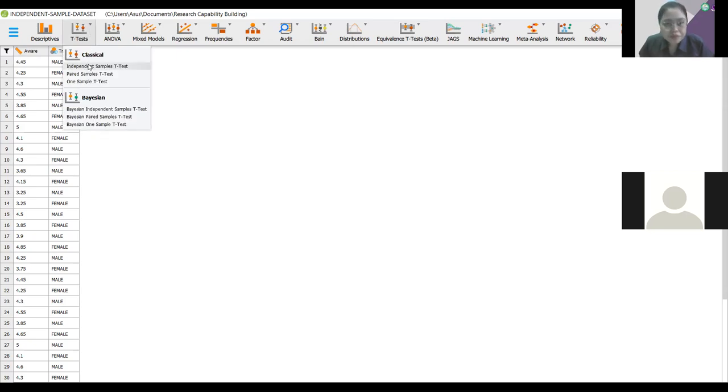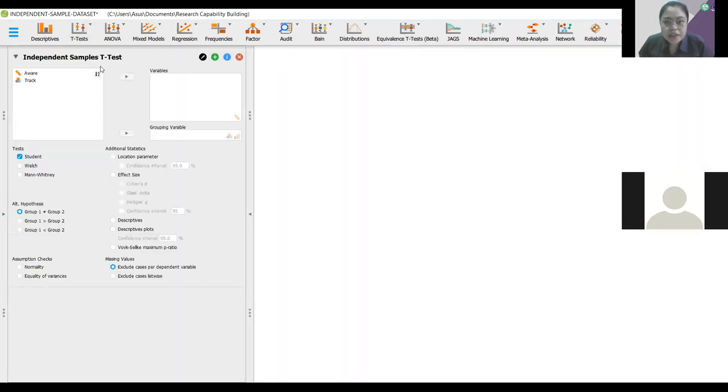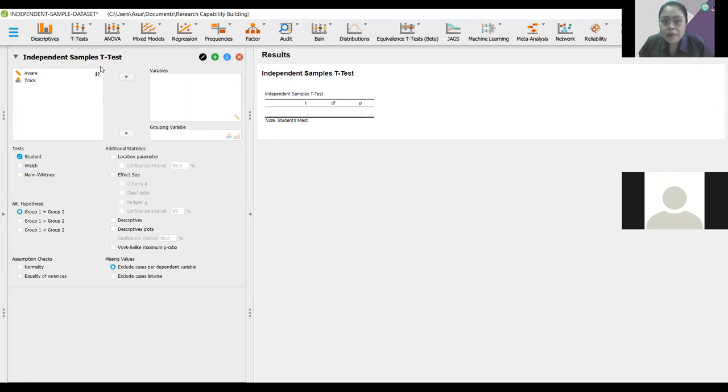Pero let's check. Ulitin ko lang siya. So, you have to click independent sample t-test. Independent kasi nga naman, the two groups are independent from each other. And then again, the dependent variable should be placed here under the variables na box. But itong track, which is the male or female, is the grouping variable or our independent variable. Okay, and then you just have to wait for the table to be completed.